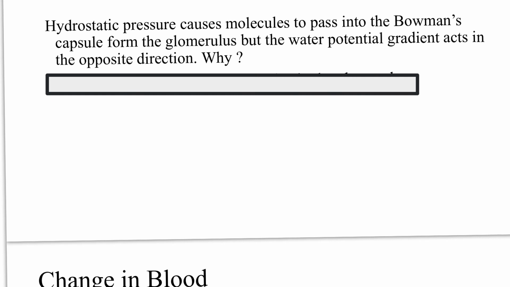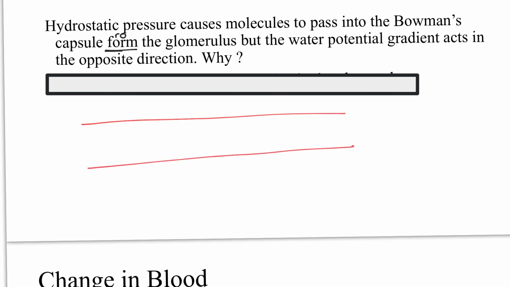So, we've already talked about this generation of high hydrostatic pressure, and that this causes molecules to pass into the Bowman's capsule from the glomerulus, but the water potential gradient acts in the opposite direction. So let's just think about that for a minute. So let's just say here's our capillary, here's our glomerulus, okay, and here down the bottom is our Bowman's capsule.